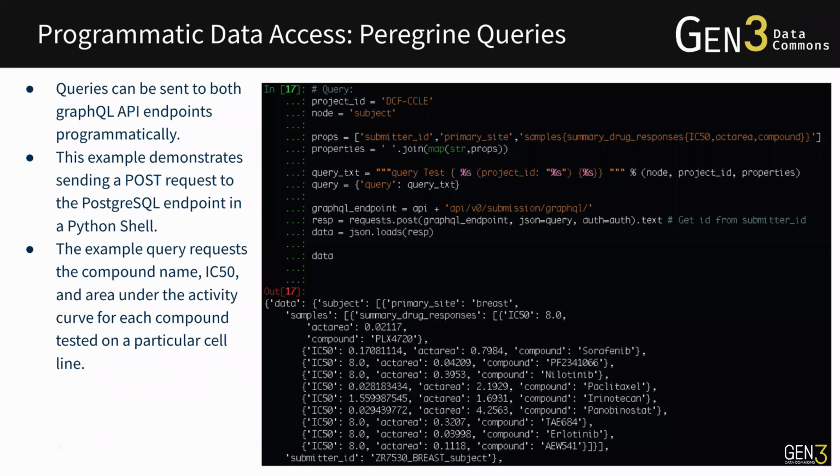Queries can also be sent to the GraphiQL API endpoints from the command line. The example on the right is a snapshot of a terminal window that demonstrates a POST request to the Postgres endpoint in a Python shell. The example query is similar to the one we saw in GraphiQL, and it requests the compound name, IC50, and area under the activity curve for each compound tested on a particular cell line.